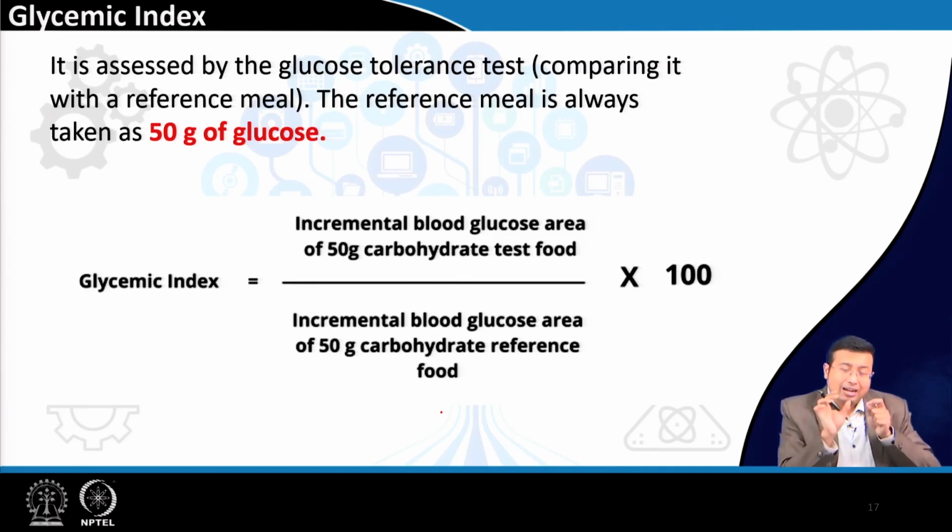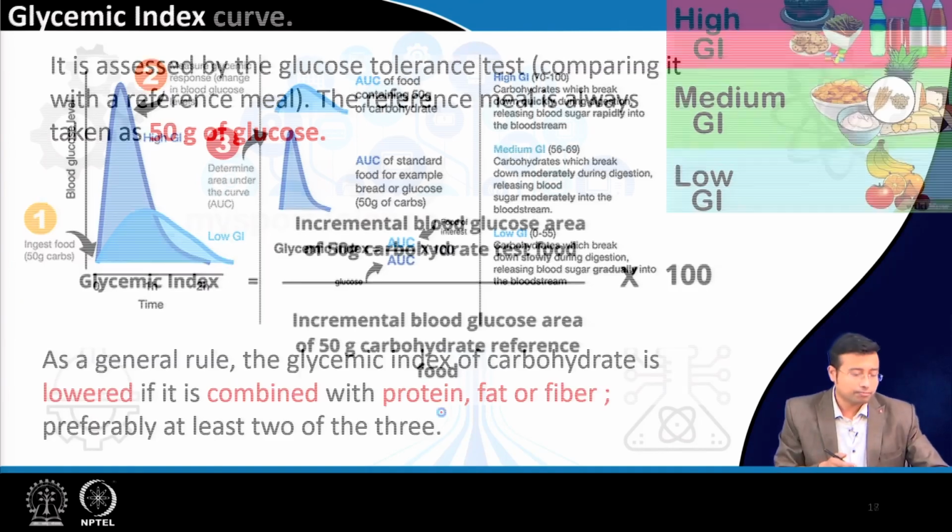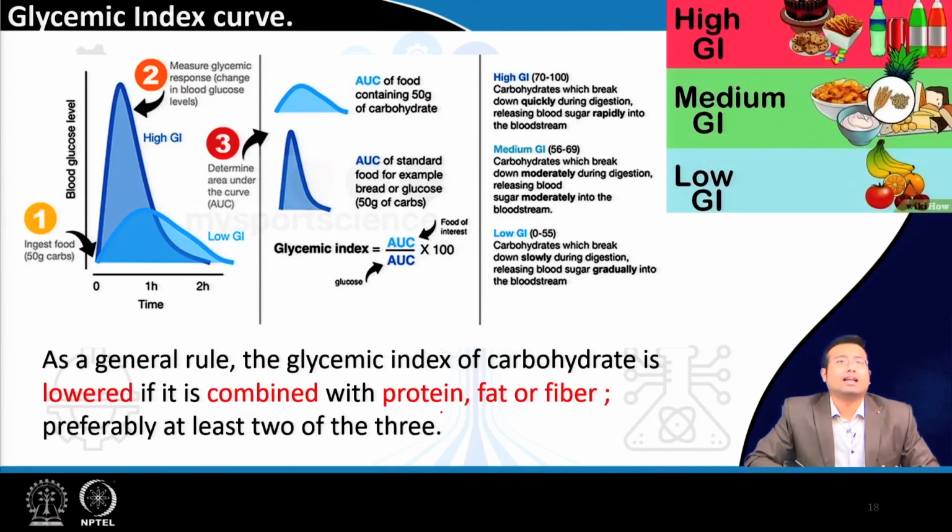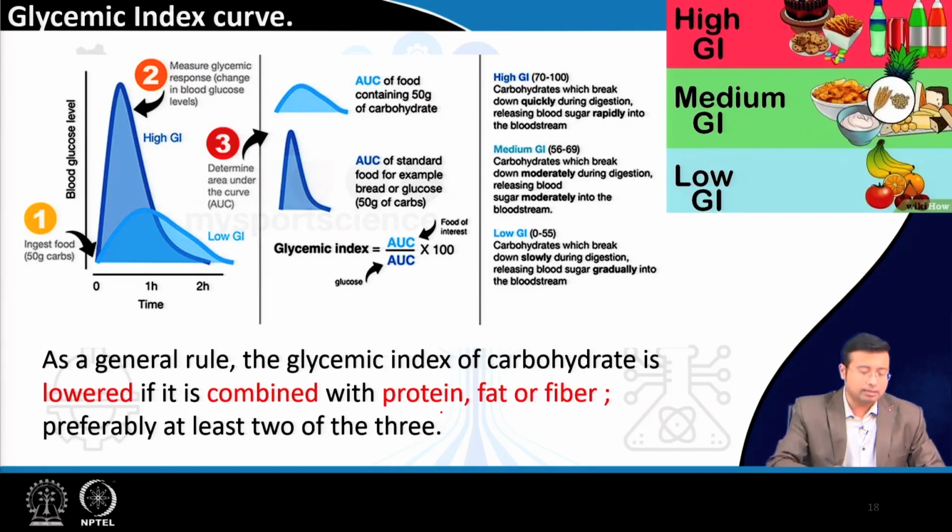So, the glycemic index of any food or any carbohydrate is tested by comparing the area under this glucose tolerance curve of 50 gram of that carbohydrate compared to 50 gram of glucose as a reference food. Okay. So, this is the glycemic index curve. You can see the food with high glycemic index.